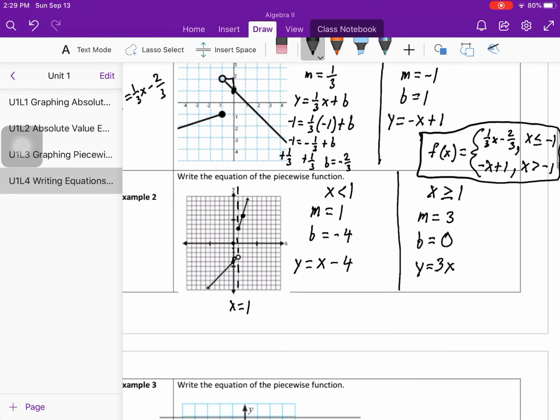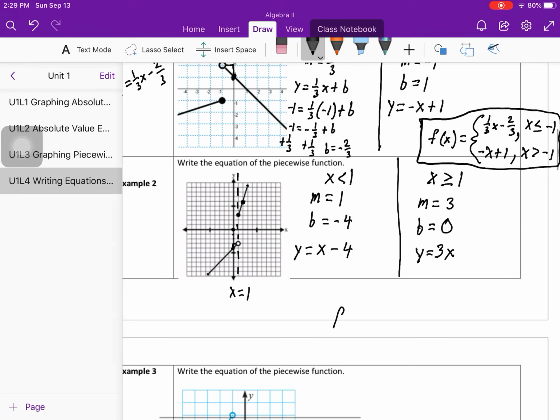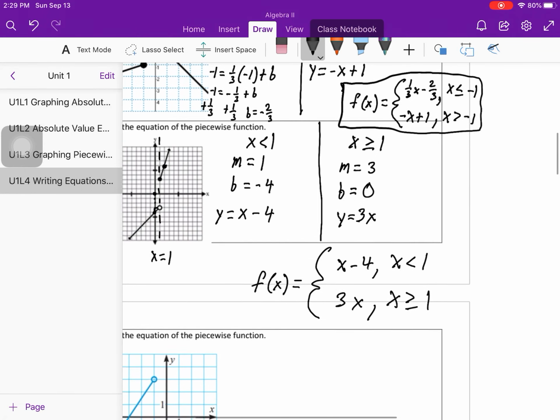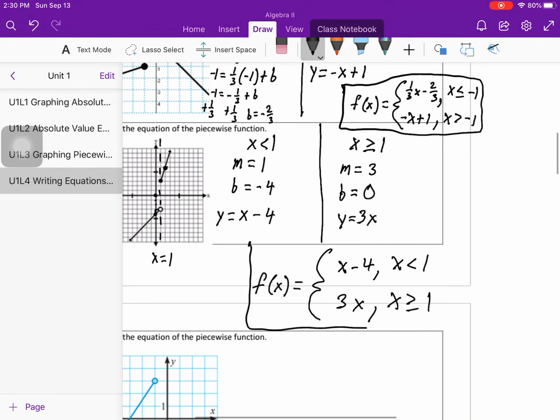And now we just have to plug this into our f of x to get our final answer. So f of x equals, we split it up. Top one is going to be x minus 4 for all values x less than 1. And then 3x for all values x greater than or equal to 1. And there's our answer. So you really have to understand how slope and y-intercept work in order to do these properly.